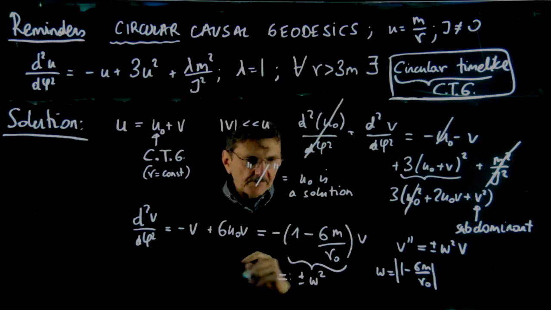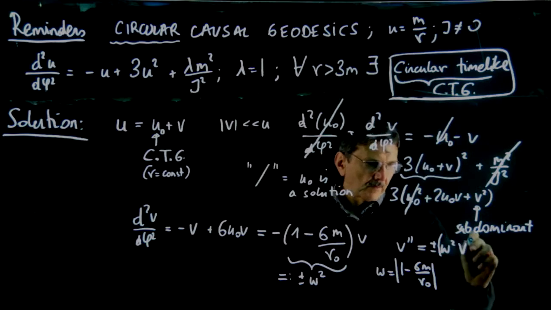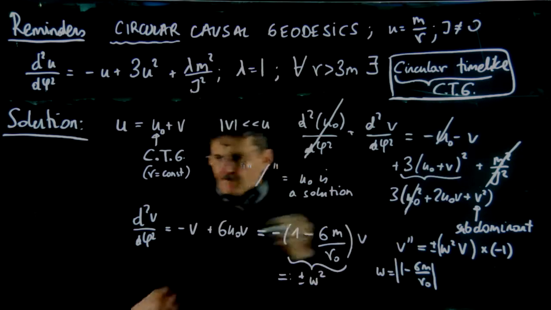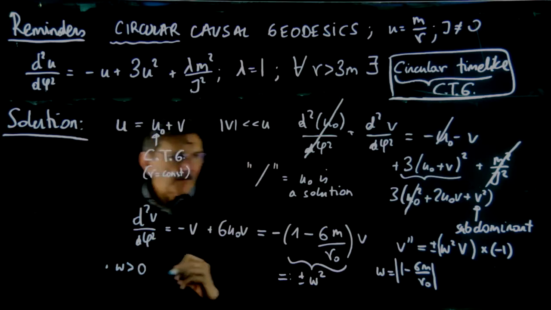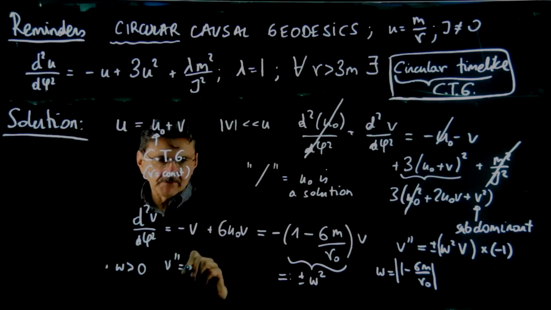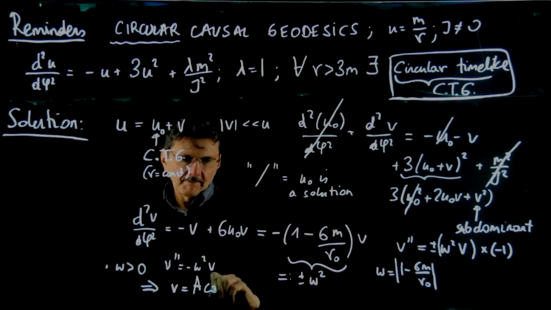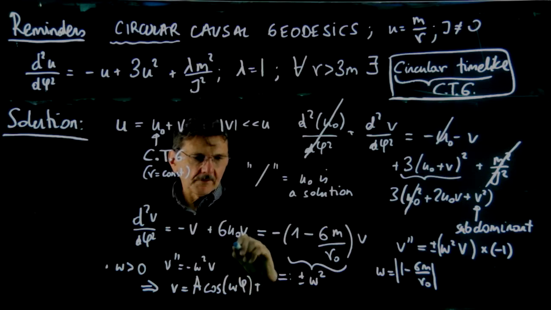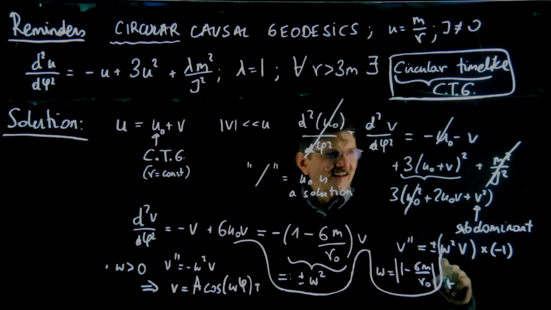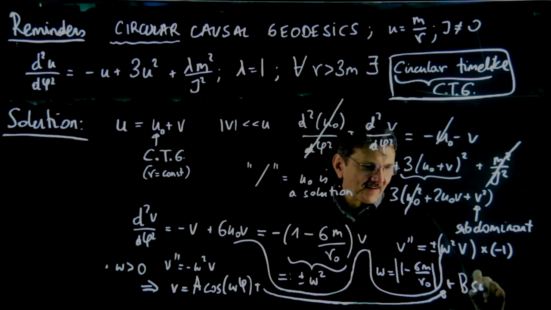So I have to be a little careful with the signs, because if I call this plus minus omega square, there's a minus here, right, which I shouldn't forget. So times minus one. So suppose that first omega is positive. In other words, we have to choose the plus sign here. So we get the equation V second is minus omega square V, which means that the solutions are V is A cos omega phi plus, running out of room, this is not very elegant, but at least I hope it works, plus B sine omega phi.